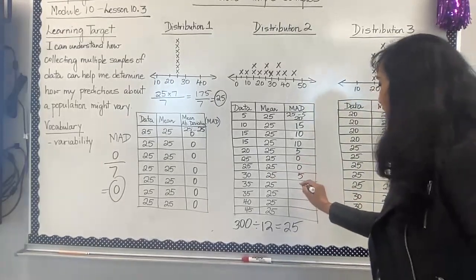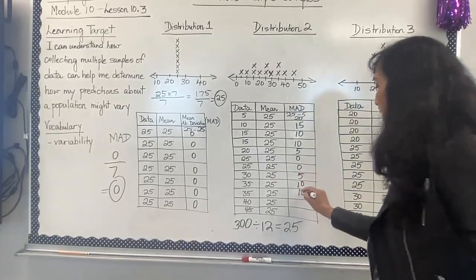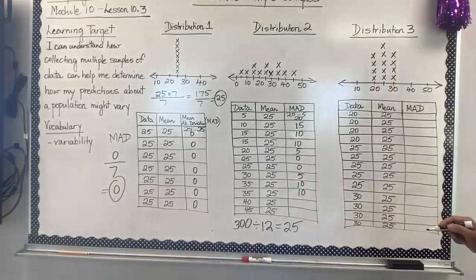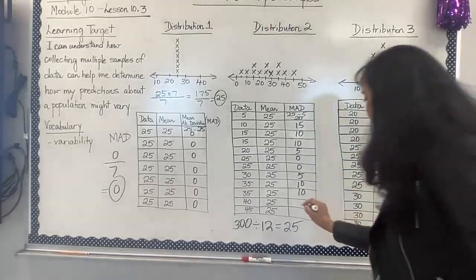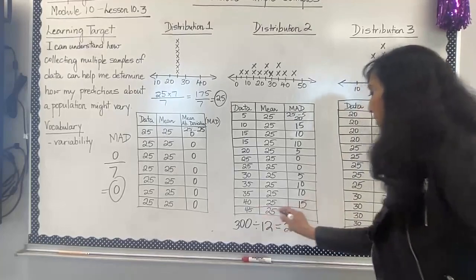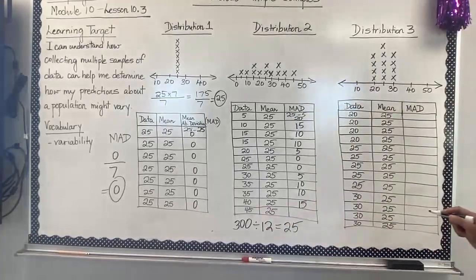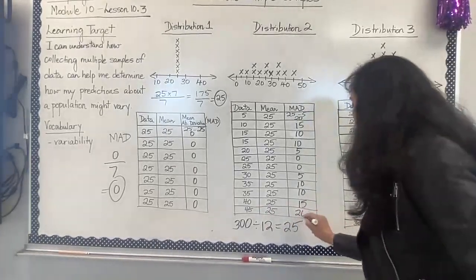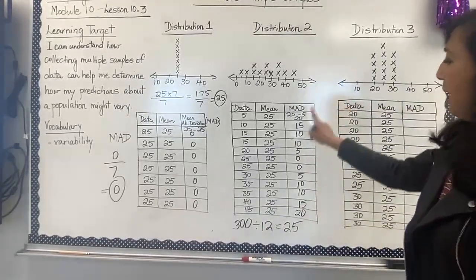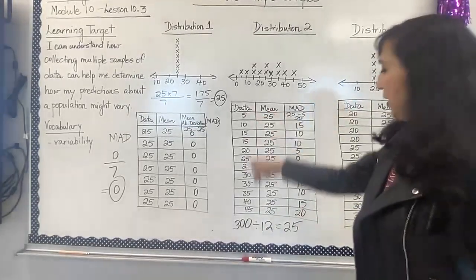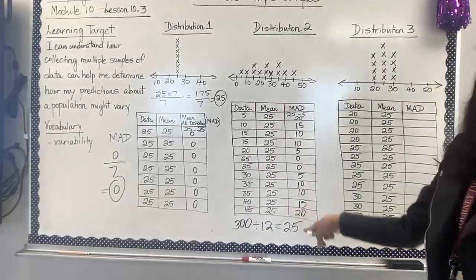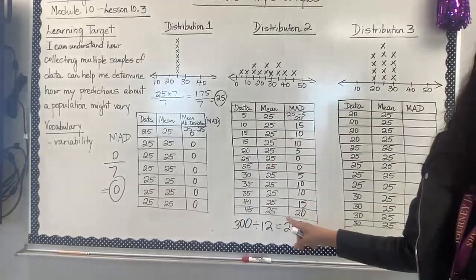And this is 10 and 10. Okay, and then I have 40 minus 25, which is 15. And then 45 minus 25, and that is 20. Okay, so this is my absolute deviation of each of these numbers from the mean. Okay, how far it is from the mean.